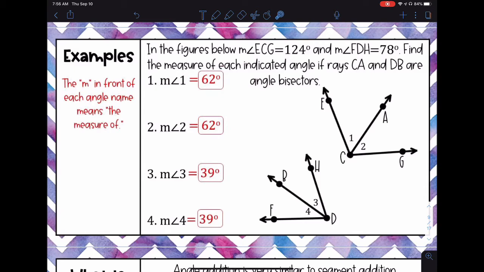And then you do the same thing down here for FDH. It says that FDH up here in our paragraph is 78 degrees. So FDH total is 78 degrees. And if BD is an angle bisector, I would take 78 degrees and cut it in half. So in your calculator, or if you prefer to do it by hand, you would do 78 divided by 2. And you would get 39 degrees for angle 3 and angle 4. Angle 3, 39 degrees. Angle 4, 39 degrees.